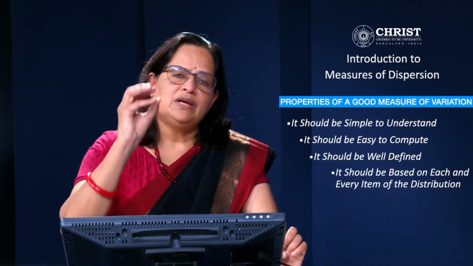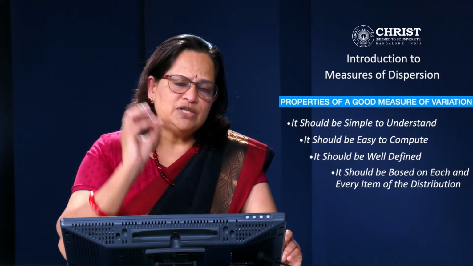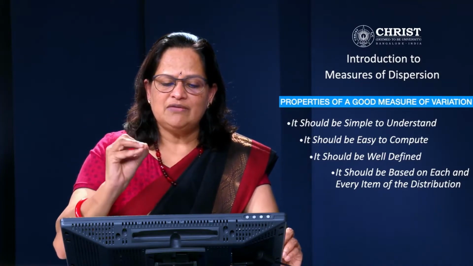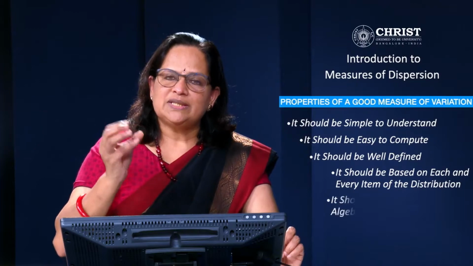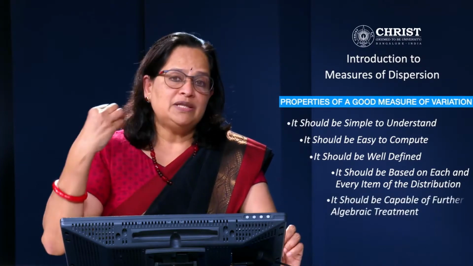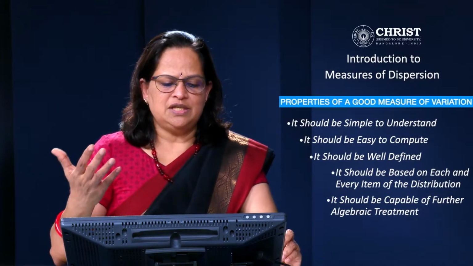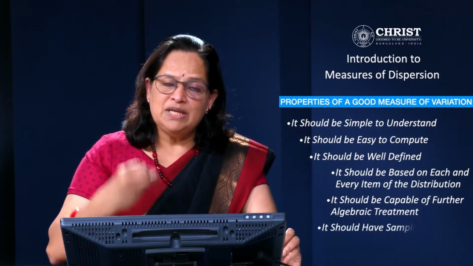It's very important. Statistical computation, if it has to be accurate, it should be based on all the values in each and every item of the distribution. Next is it should be capable of further mathematical treatment, algebraic treatment. We can use it for further statistical treatment. Then it should have sampling stability.